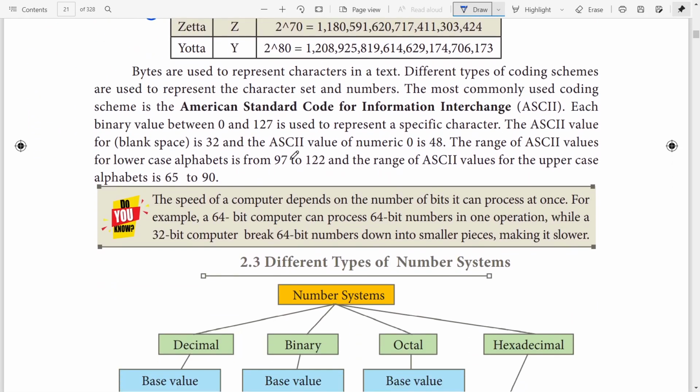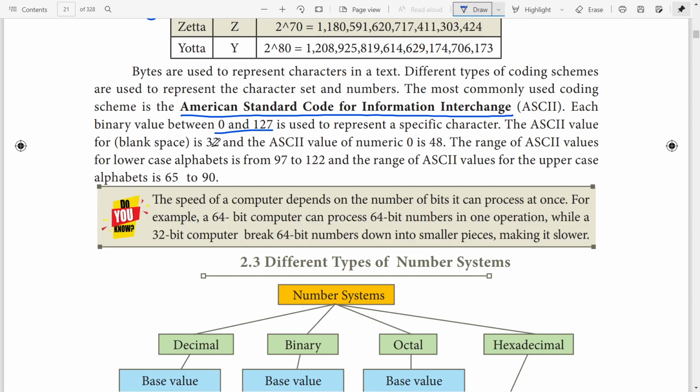Okay. Bytes are used to represent characters in a text. Different types of coding schemes are used to represent the character set and numbers. The most commonly used coding scheme is ASCII, American Standard Code for Information Interchange. Each binary value between 0 and 127 is used to represent a specific character.